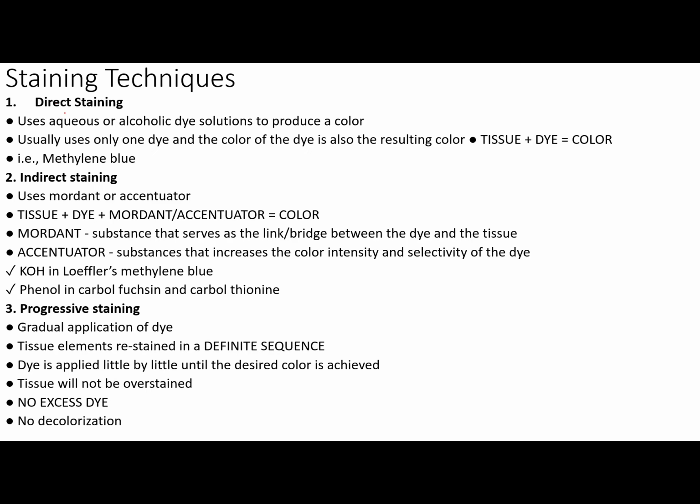Now, what are the different staining techniques? The first one would be direct staining. It uses aqueous or alcoholic dye solutions to produce a color. Usually only one dye, and the color of the dye is the resulting color. So in direct staining, class, you have your sample or your tissue plus the dye. The sample or the tissue would absorb the dye, producing a color. A very good example of this is methylene blue.